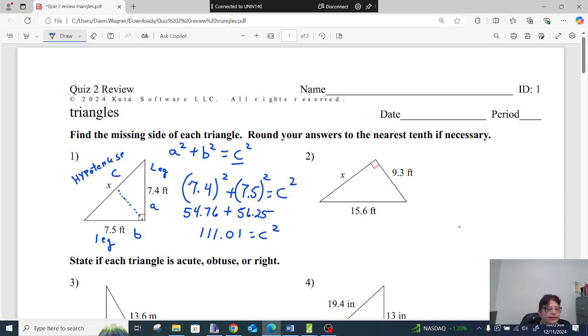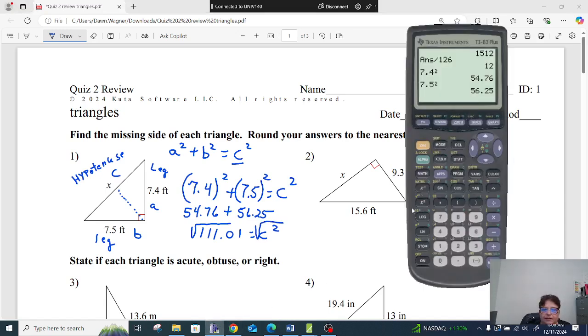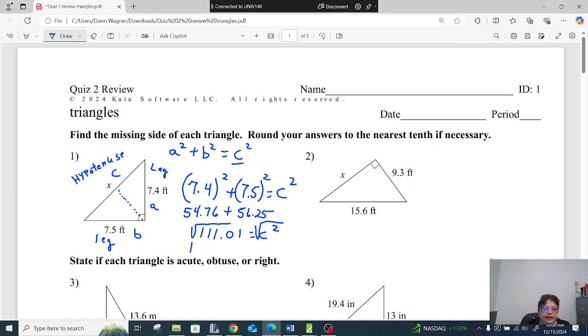Don't forget the last step. What's the last step with these? You have to take the square root. So I'm going to open this up. I'm going to go to second square root 111.01 and then I press enter. And it'd be 10.5. And that would be the length of the hypotenuse.